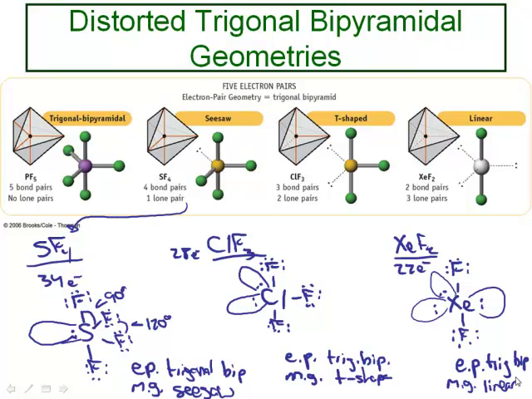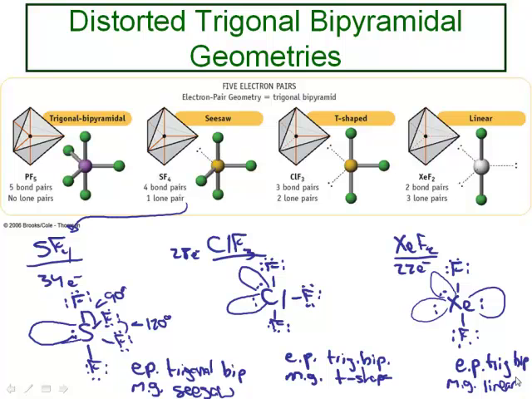Why wouldn't it be bent? Well, that's a good question. Why doesn't it do this instead? That is an excellent question. The reason is that, remember, these electron pairs all repel each other, right? But which ones repel more? The unpaired, the non-bonding electrons, right?